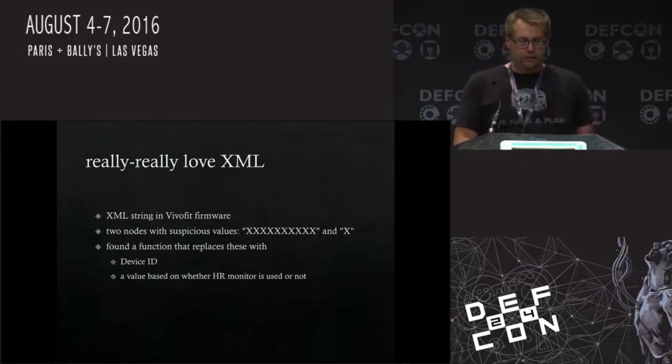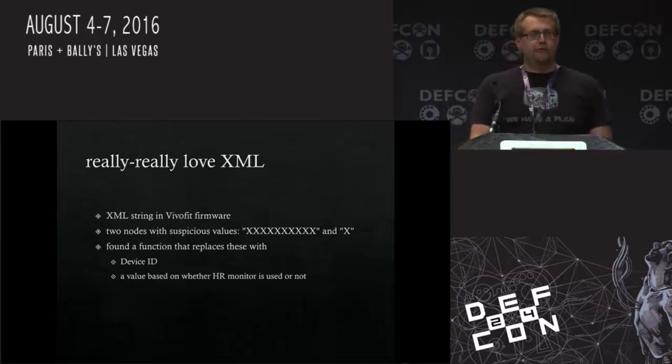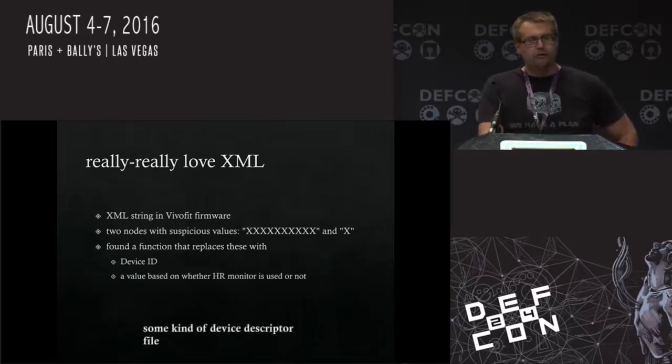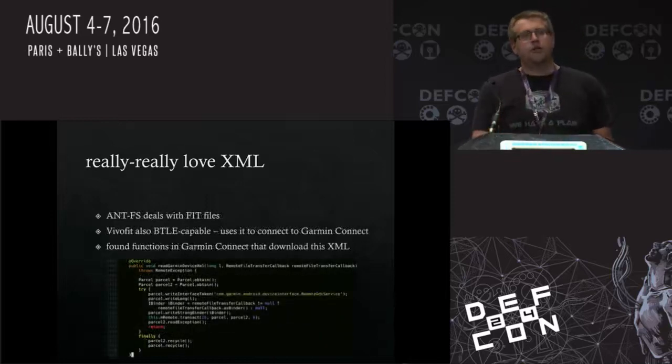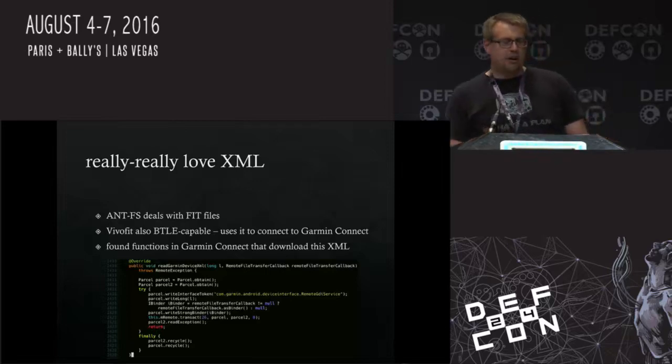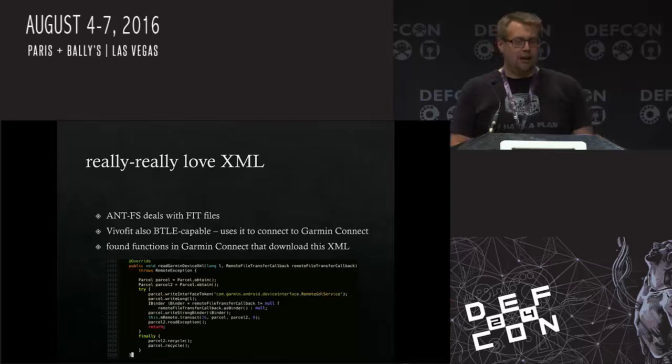Okay, I have one other thing to show you, and it is not strictly ANT related, but I found this issue while doing this research. In the VivoFit firmware, I have found an XML string, which kind of looked like some kind of device descriptor file. And I've tried to reverse engineer the Garmin Connect Android application to see what this file is.